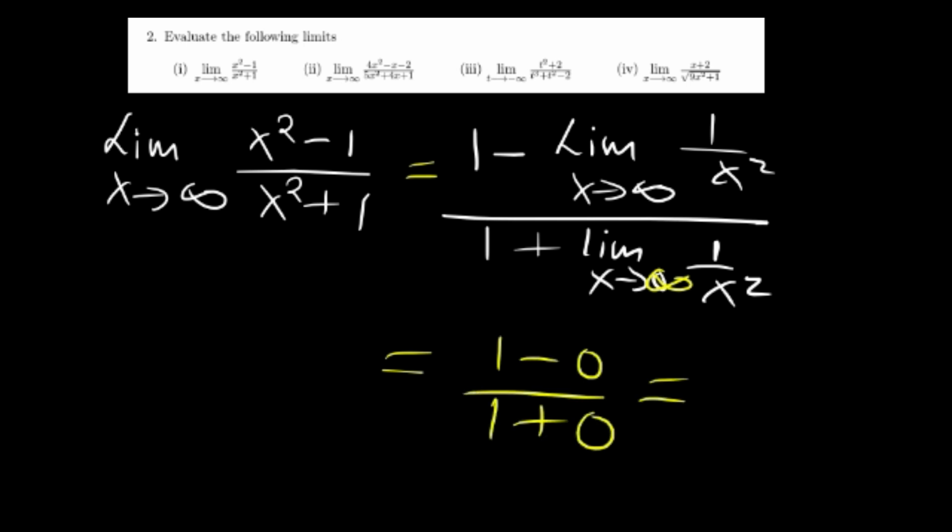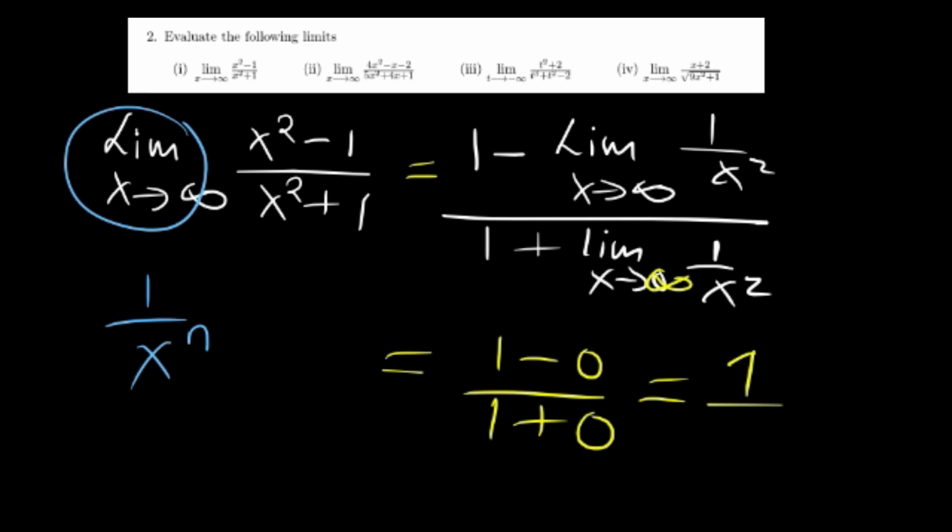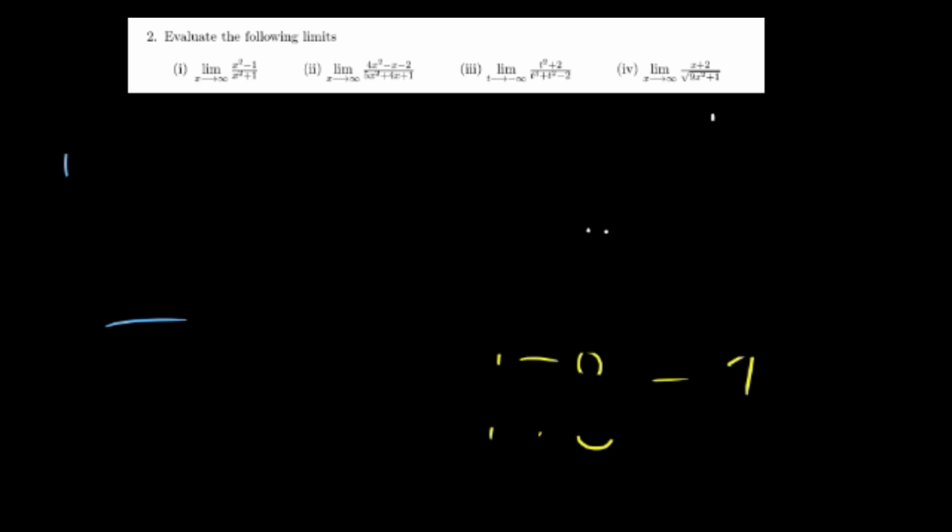At the end of it all, you're going to have 1 divided by 1, which just gives us 1. So the basic idea is that the limit as x approaches infinity or negative infinity of 1 over x, or x to any power in the denominator, is 0. That concept is very important and it will help you in simplifying. So let's see what we can do for the other three. Feel free to pause the video and apply the same concept to the next question.